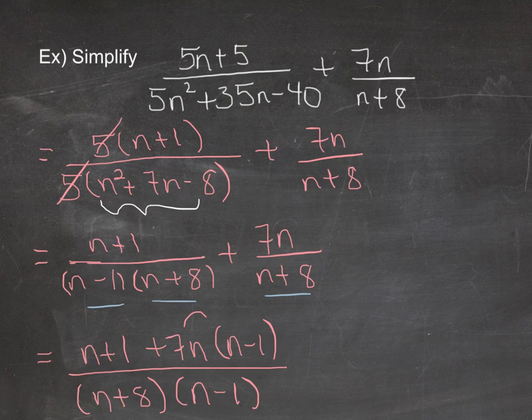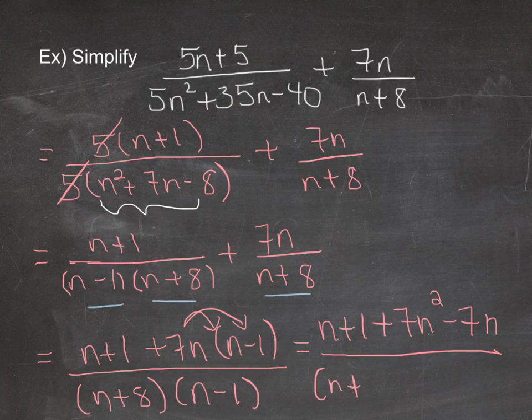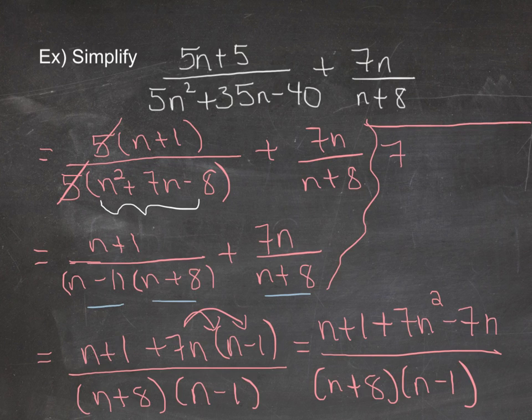So again, to finish this off, I should multiply this through here. So I'll have n plus 1 plus 7n squared minus 7n all over n plus 8 times n minus 1, and then I should collect my like terms. So running out of room here, going up here, I'll have 7n squared minus 6n plus 1 over n plus 8 times n minus 1.